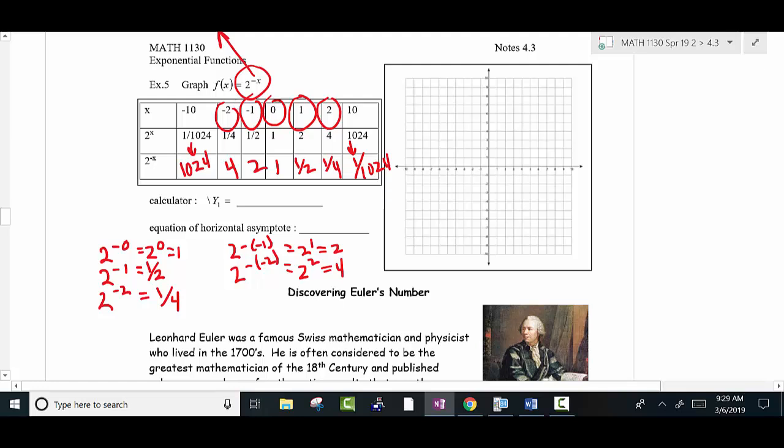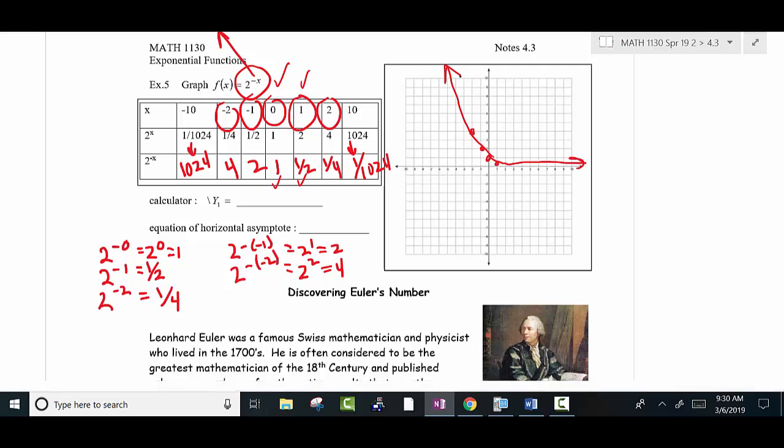So let's plot these points then. So we have 0, 1, we have 1/2. So the graph's going to kind of go that way towards the x-axis. And then you'll have a point negative 1, 2, negative 2, 4, and so forth. So that graph goes like that. It's just flipped over the y-axis.